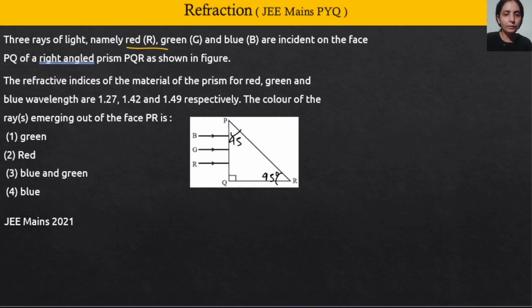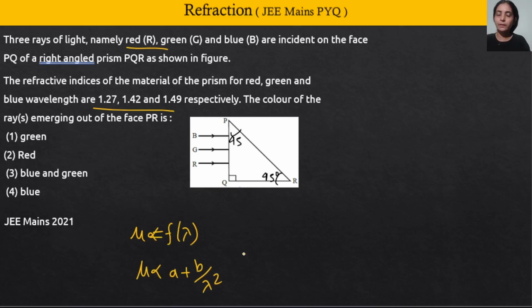Now the refractive indices of the material of the prism for red, green and blue wavelengths are given. You know that refractive index is a function of wavelength. And how does it depend on wavelength? You must have learned Cauchy's formula, A plus B by lambda squared, sort of. It is like this. So it depends on wavelength, but here the values are given, so we don't need to bother about this. But yes, refractive index depends on the wavelength of light. So for different light, the refractive index of this prism will be different.